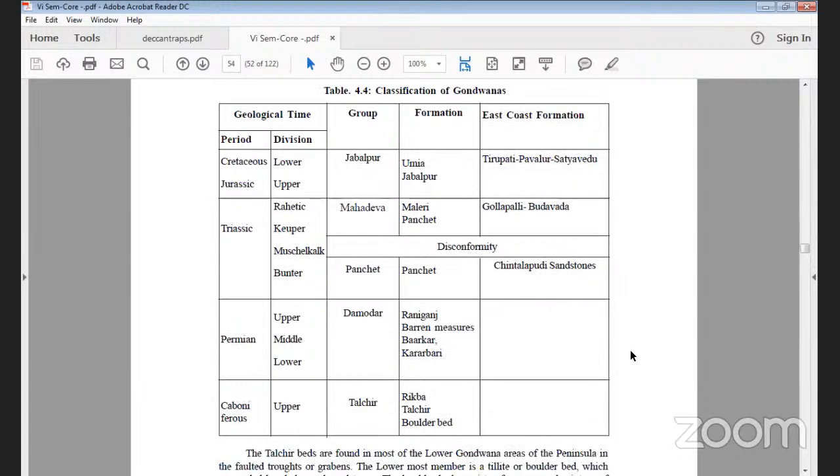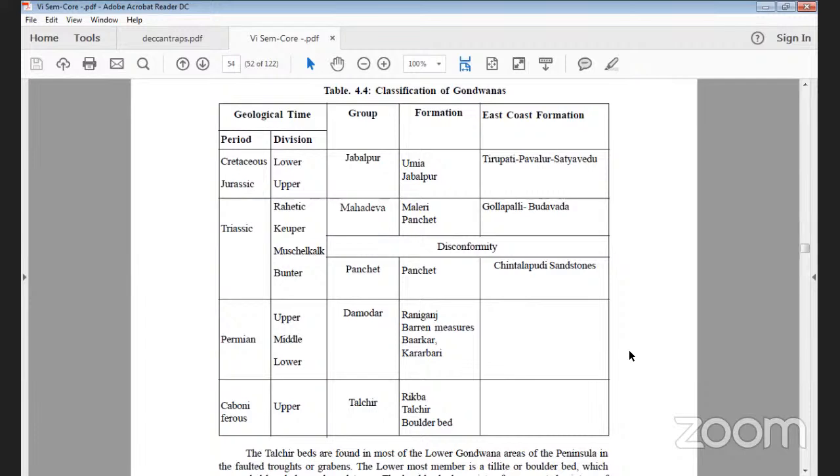Geological time: here we see period, division, group, formation, and east coast formation. Then we go from the bottom onwards. In the Carboniferous period, the upper division group belongs to the Talcher group. It has three formations: Boulder bed formation, Talcher bed formation, and Karharbari formation.